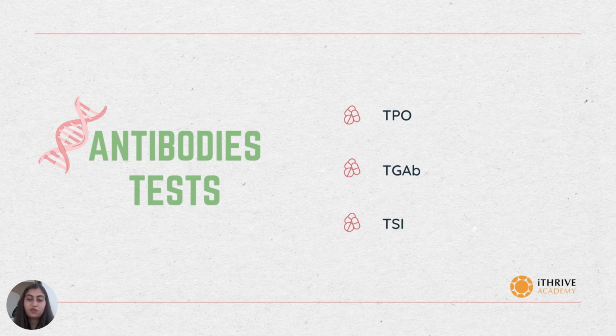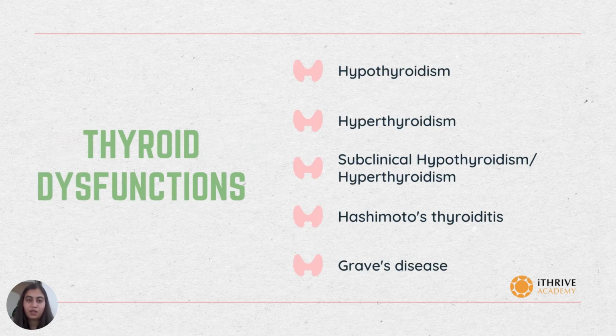Now that we have learned about the different tests, let us learn about the dysfunctions that are caused by an impaired thyroid gland. These are the listed thyroid dysfunctions that we have commonly heard of. First is hypothyroidism. Hypo means low or underproduction of the hormone, and hyper means high or overproduction of the hormone. Hence, hypothyroidism results when the thyroid gland fails to produce enough hormones, and hyperthyroidism results from overproduction of thyroid hormone.